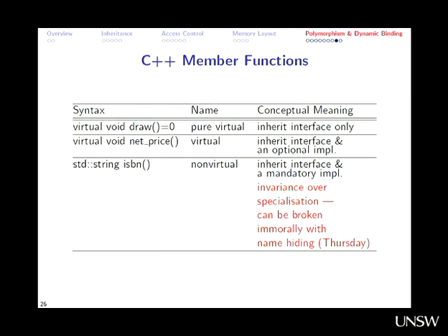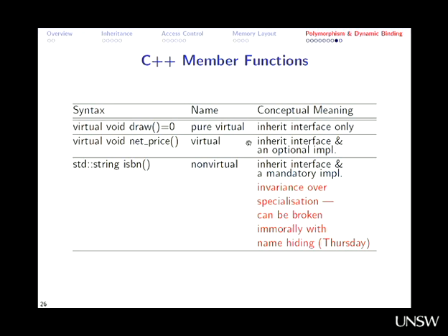Okay, so this is how these member functions work. The virtual void draw equals 0 makes it a pure virtual. It means that it's an interface, it has to be inherited from. Having something equal 0 makes that class not be able to be instantiated itself. If we go back and look at what we looked at earlier, the virtual void net price function is still a virtual function, but it's not a pure virtual. It's just a virtual function.